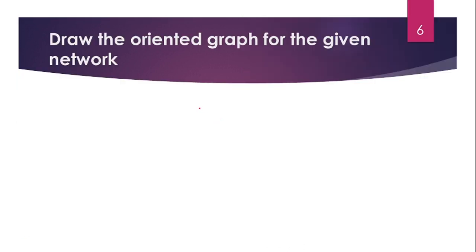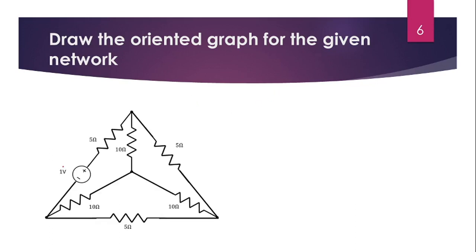So first step, what we have to find out? Draw the oriented graph for the given network. So what is the given network? This is the given network. So how can we draw the oriented graph? For that, we have to identify the number of nodes and the number of branches. So we identified here the number of nodes are 4: 1, 2, 3 and 4, and the number of branches we may have 1, 2, 3, 4, 5, 6.